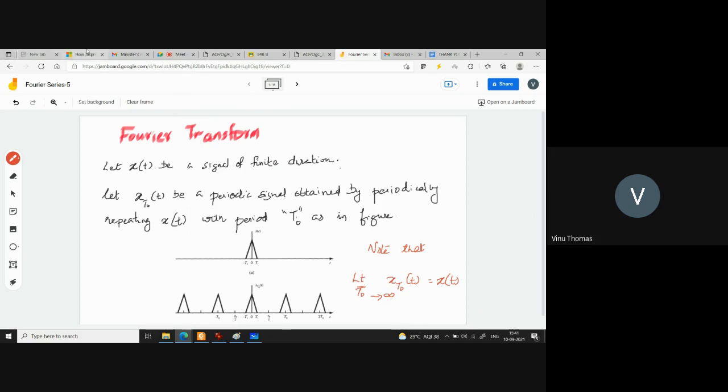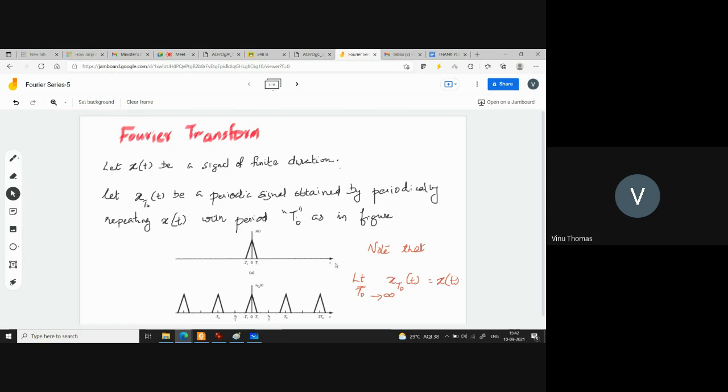In fact, there are several approaches to arrive at the analysis and synthesis equations for Fourier transforms. What we will do here is use the approach that starts from the Fourier series representation of a periodic signal. To start with, let us consider x of t as a signal of finite duration as shown here. So x of t is of finite duration, let us say from minus t1 to plus t1. So this is x of t.